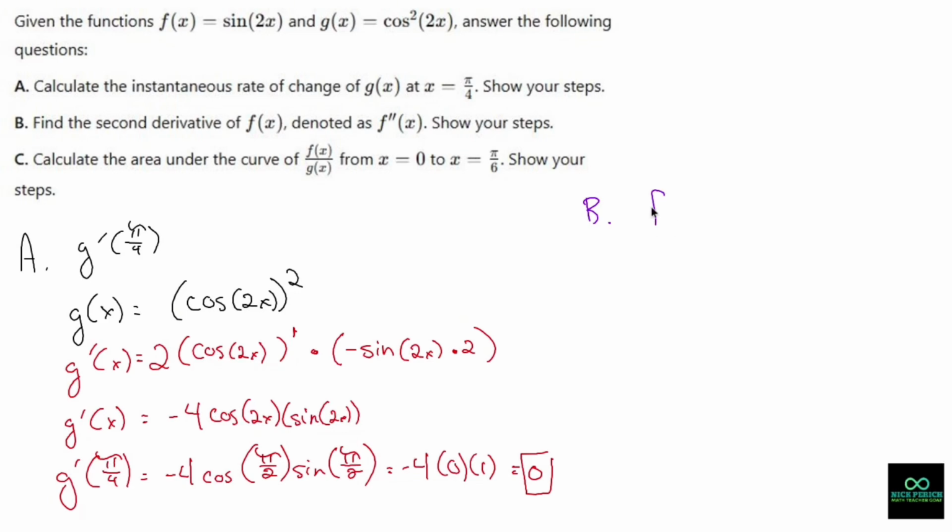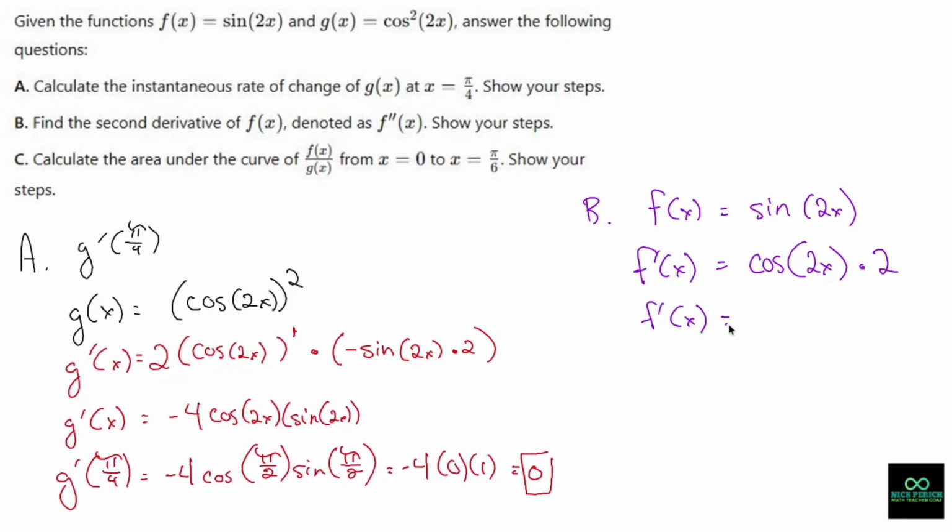Well, f of x is sine 2x. The derivative with respect to x is chain rule. Take the derivative of the outside, which is cosine. Keep the inside, which is 2x, but then multiply everything by the derivative of the inside, which is just 2. So f prime of x can be cleaned up and turned into 2 cos 2x.